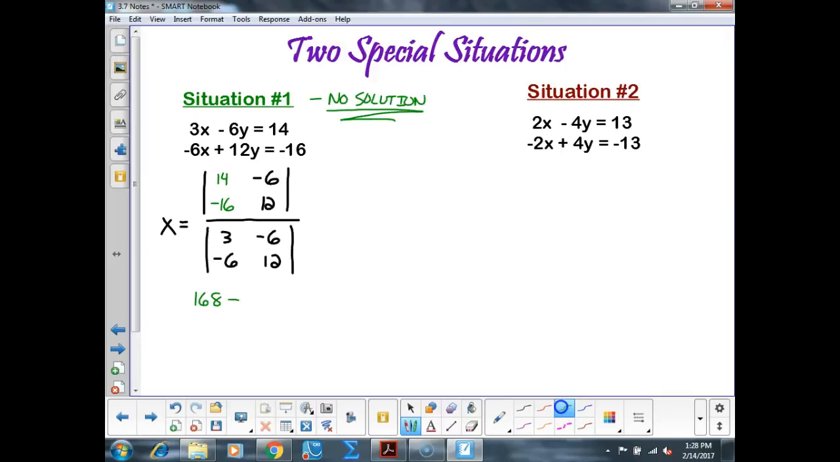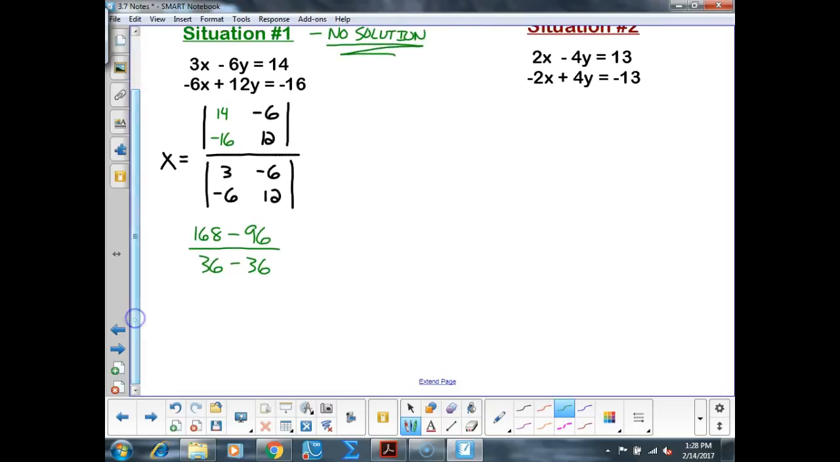Minus 96? Okay. 3 times 12 is 36. Minus 36. Okay. So what's that? 72 on top? What's on the bottom? 0. What's 72 divided by 0? Can't do it, right? Okay, so we can't do it. Okay, so we get 72 divided by 0. If we'd solve it for y, we would still get some number over 0.